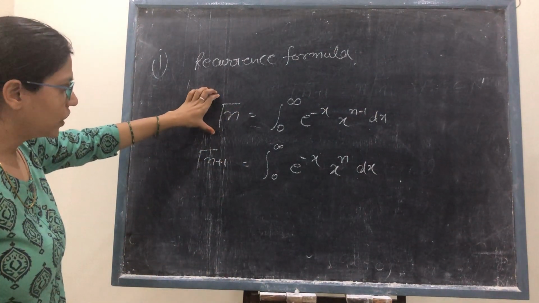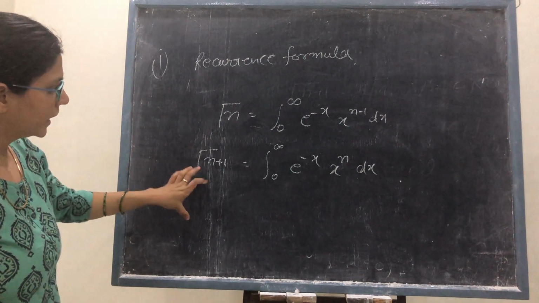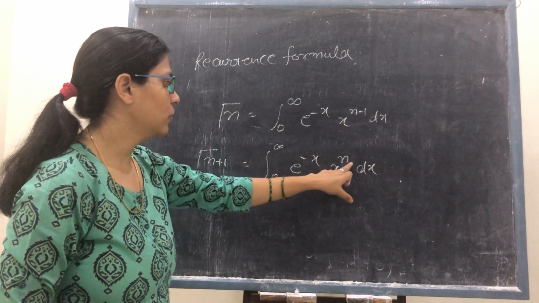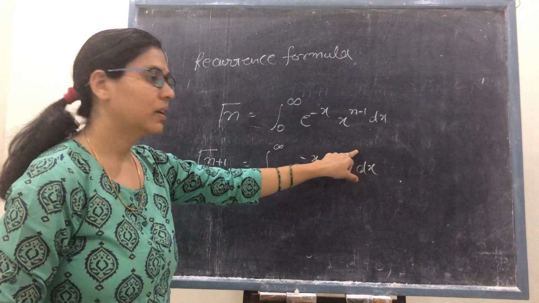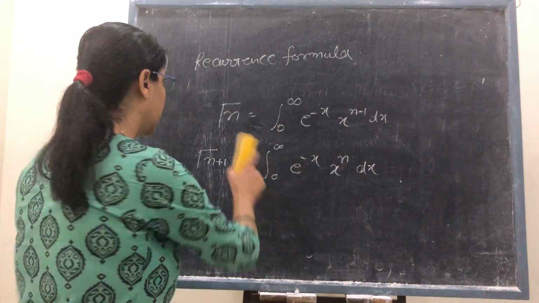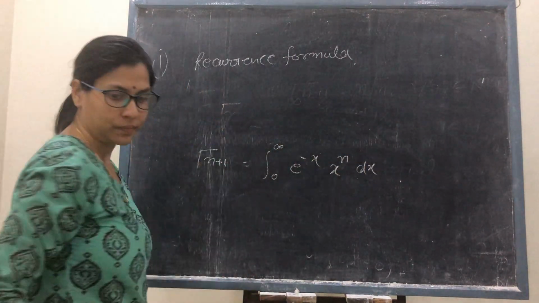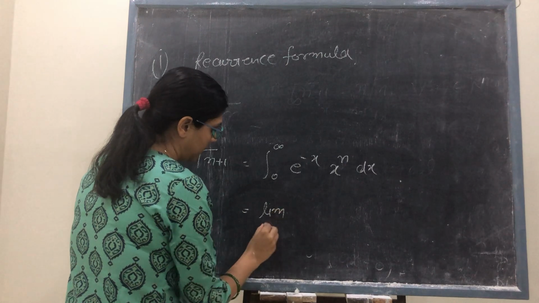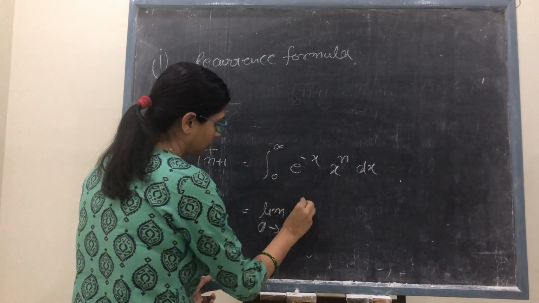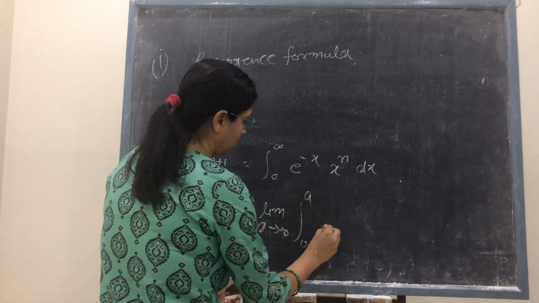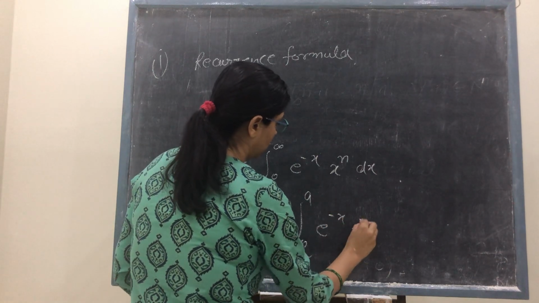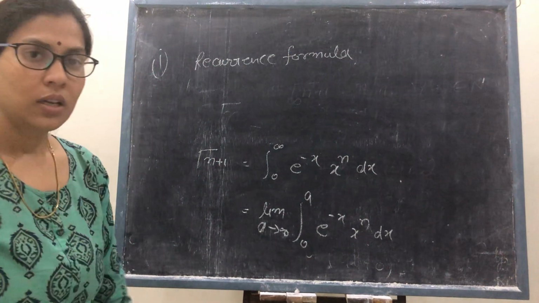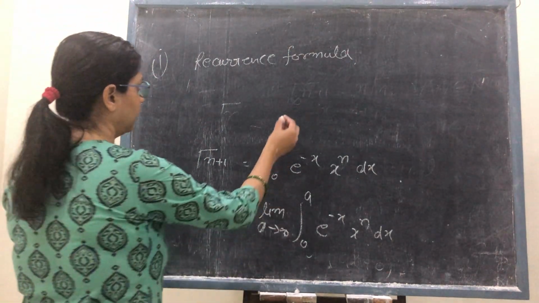This is our gamma of n plus 1. Using the definition of gamma of n, the exponent becomes n plus 1 minus 1, the 1 cancels out, so this is x raised to the power n. Now we can write it as the limit as a tends to infinity of the integral from 0 to a of e raised to the power minus x, x raised to the power n, dx. Now we solve it by integration by parts.